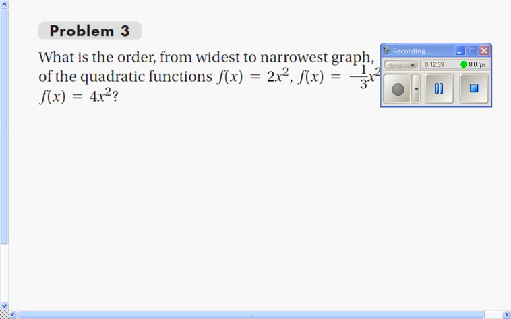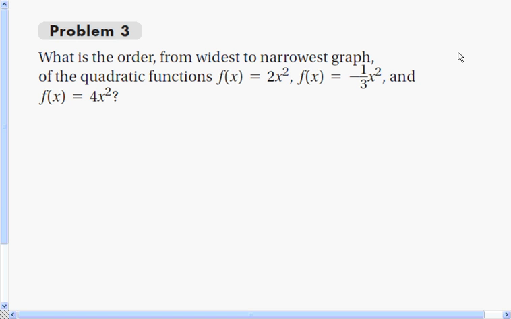All right, what is the order from widest to narrowest graph of quadratic functions? f of x equals 2x squared, f of x equals -1/3 x squared, and f of x equals 4x squared. The widest to the narrowest, well, the higher the number you multiply by, the more the output increases by.